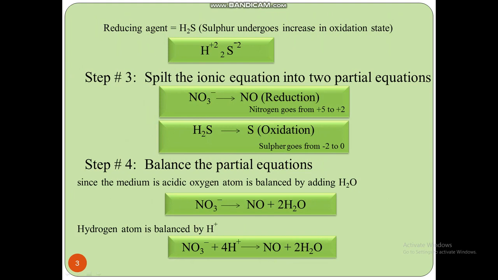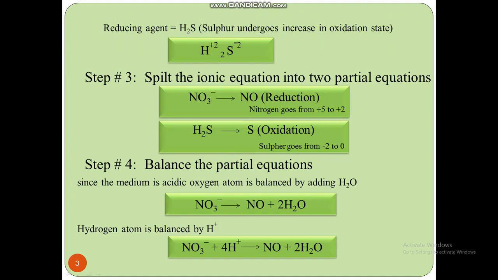The first one is reduction reaction and the second one is oxidation reaction. In the reduction reaction, nitrogen goes from +5 oxidation state to +2 oxidation state, and in the oxidation reaction, sulfur goes from -2 oxidation state to 0. As in free state, the oxidation state of an atom is 0. Step number 4.